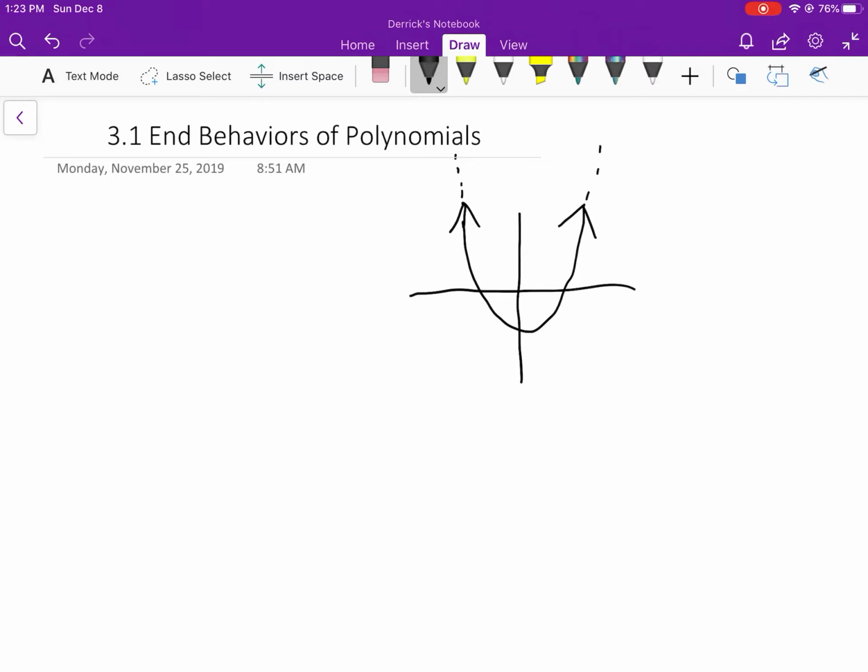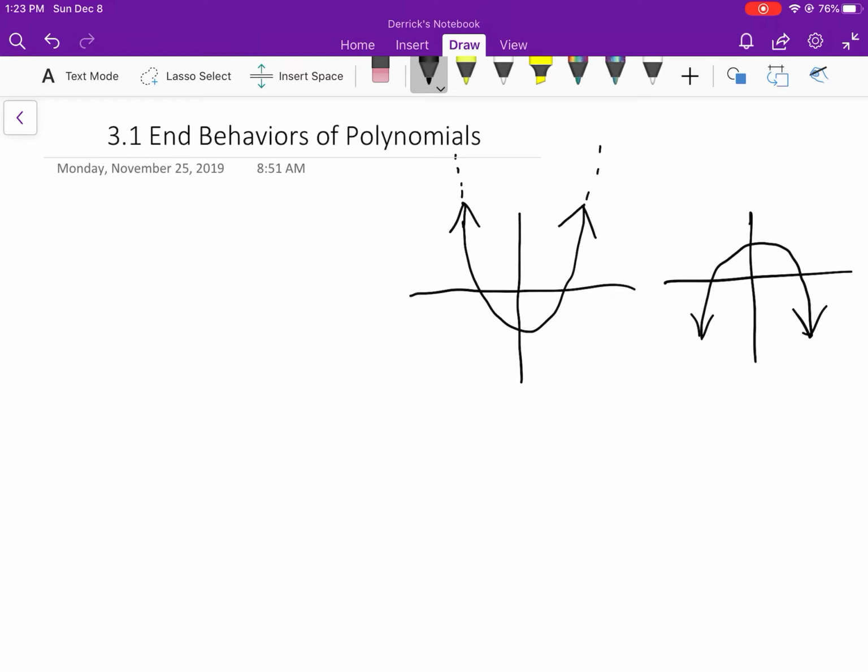So what the point of this is when we're talking about end behaviors is we're saying as the graph goes out of our sight, what's it going to be trending towards? Is this going to be trending upward like this quadratic is? Or is it going to be trending downward like a quadratic like this? Right? That's what we're talking about, is what is it going to be doing as it's going out of our sight?